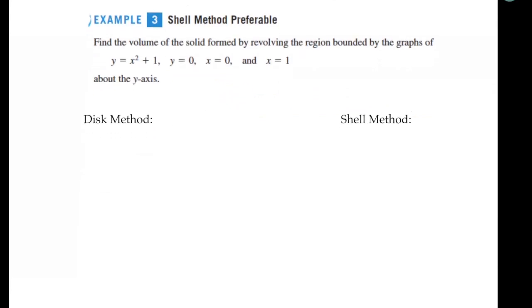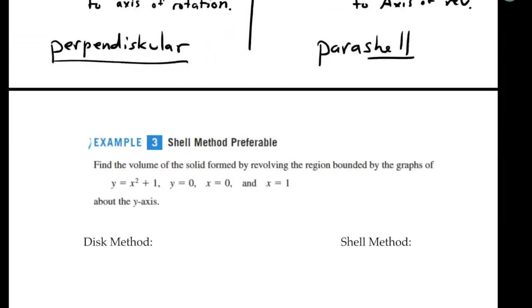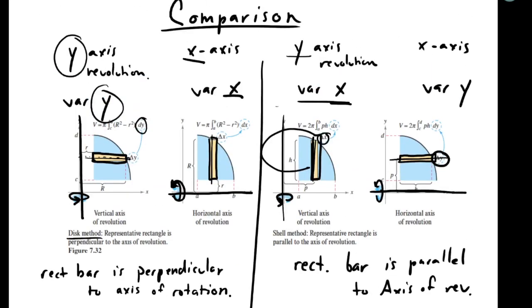So comparing the two, sometimes shell method is preferable, sometimes disk method is preferable. You guys get to choose. Sometimes it's easier if you just want to work with your variable in x always. On your x-axis revolution, if you want to work with variable x, you should use the disk method. If you're doing a y-axis revolution and you want to work with variable x, you should do a shell method.